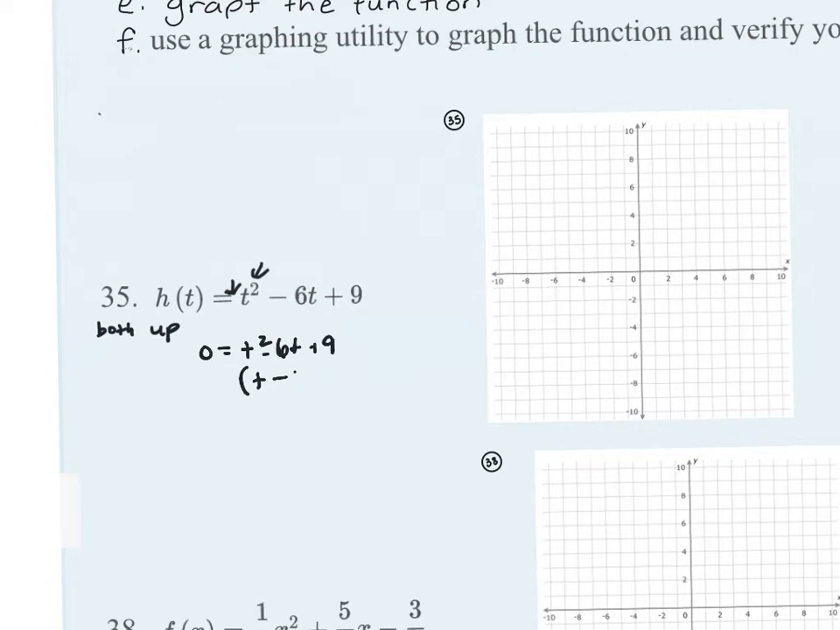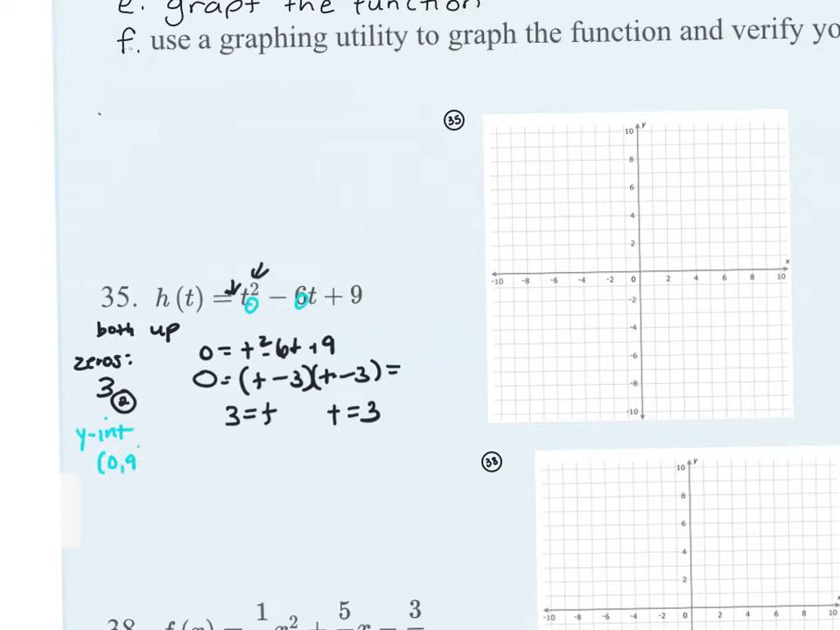This would be t minus 3 and t minus 3. Set them each equal to 0, and t equals 3 and 3. So the zeros are just 3 with a multiplicity of 2. The y-intercept, I would plug 0 in here, and I'd get 9.